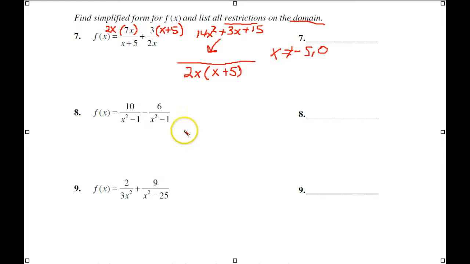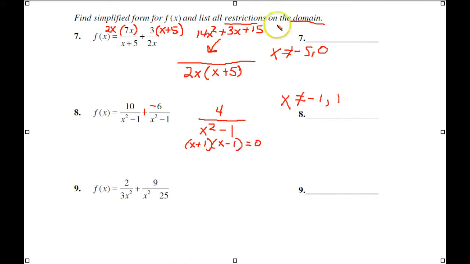Alright, now for this next one, these are like terms. So I'm just going to put that there, and I'll make this a positive and make this a negative. So I now have 10 minus 6 is 4. But what are the restrictions here? Well, if we factor this into its conjugates, x plus 1, x minus 1 equals 0, we're going to say that x cannot equal a negative 1 or a positive 1. Those are our restrictions on the domain.